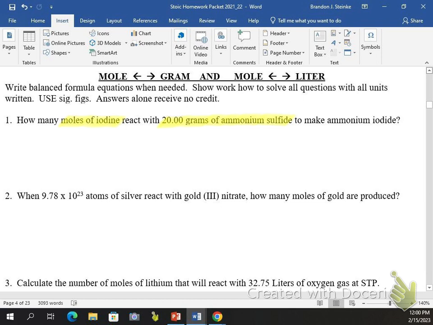I should also notice that I need to end in iodine, but I start in ammonium sulfide. That should be my biggest indicator that I need to have what in my dimensional analysis? What have I been calling it?